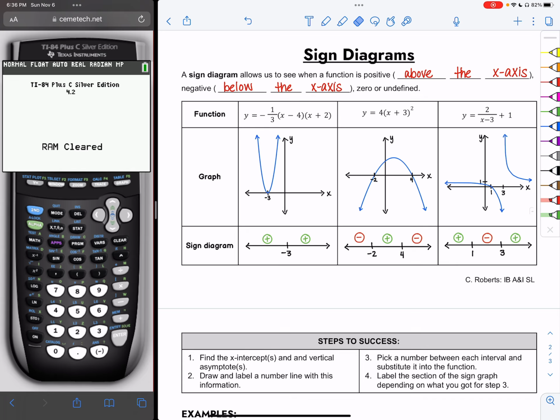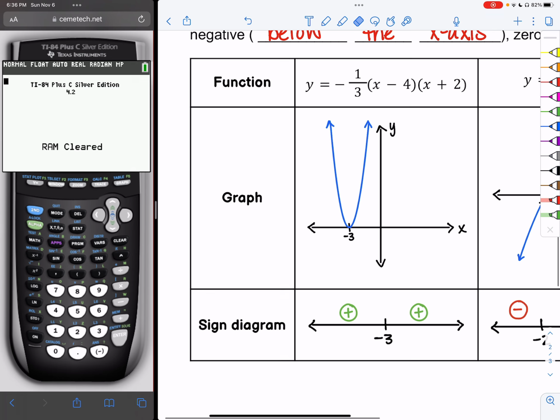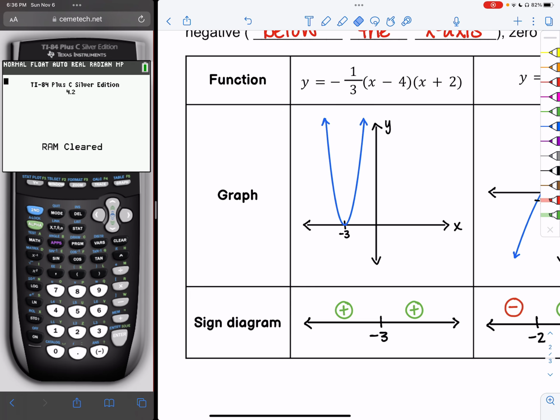So if we look at the graphs below, if I look at the first graph here, I see certain features. I see that my x-intercept is at -3. So on the number line, I put -3 there. Then I also see that my graph is above the x-axis here, and it's also above the x-axis here, which is why I have the positive signs written on the number line in green here.